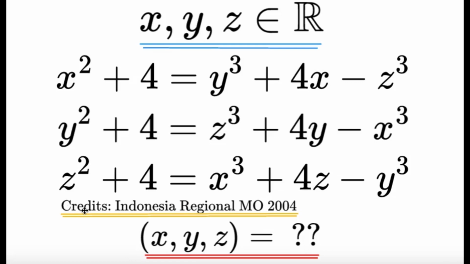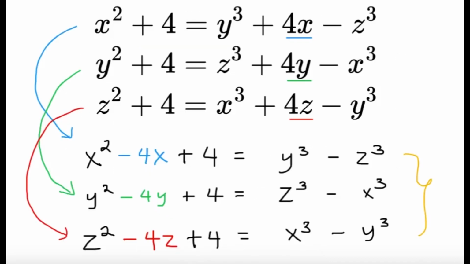So there's something nice about this, and it's the fact that if we analyze this 4x, 4y, and 4z, if we put it on the other side, so let's subtract both sides in the first equation by 4x, both sides by 4y in the second equation, both sides by 4z in the third equation, I'll be reaching these three equations.